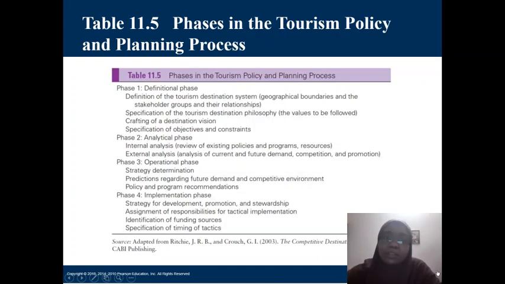Here are the phases in the tourism policy and planning process. The first phase is the definitional phase. The definition of the tourism destination system, for example, the geographical boundaries and the specification as well as the objectives and the constraints. You want to see the strengths, the weaknesses, the threats and the opportunities that you have. That's the first phase. The second phase is the analytical phase. This is where you do both the internal and the external analysis.